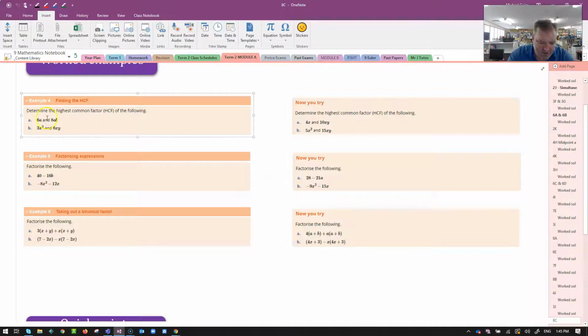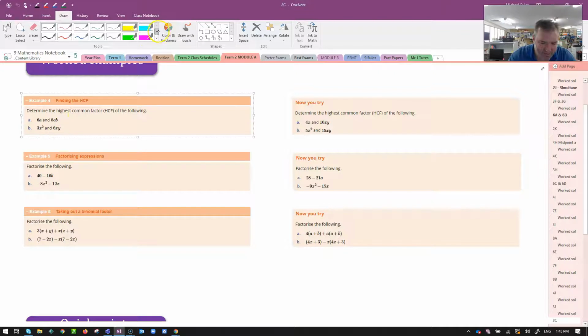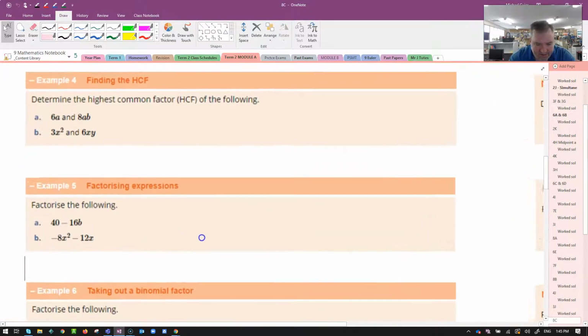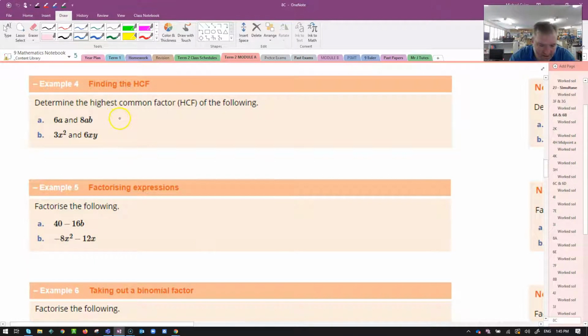Looking here on the left, you see we've got 6a and 8b. Let's try a different coloured pen. So first of all, you just start looking at the numbers. What number goes into both 6 and 8? Obviously, the largest number that's a factor of both of those is 2. They're both even. And then you look at the letters. This 6 is being multiplied by a. The 8 is being multiplied by both a and then b. So a is common. So 2a would be my highest common factor.